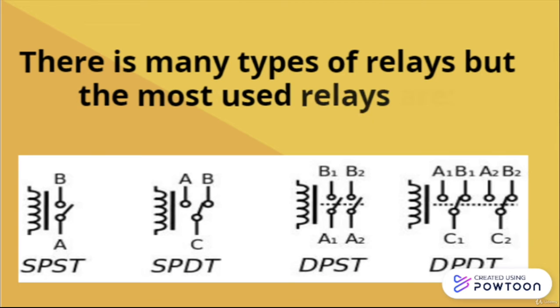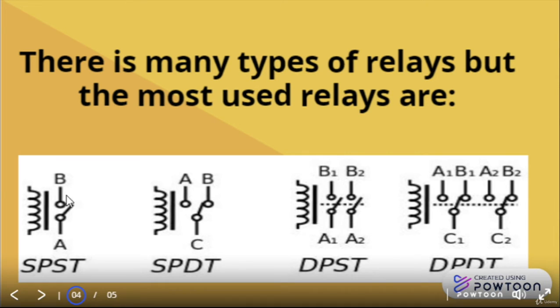There are many types of relays, but the most used relays are: the first one is the SPST relay. That stands for single pole, single throw, which means that this relay has two pins for the coil, and these two pins are going to be connected into the DC circuit. The other two pins are the two pins of the switch. This is the switch, and these are its two pins that are connected into the AC circuit.